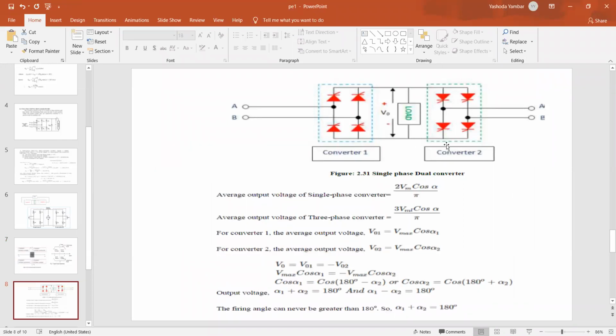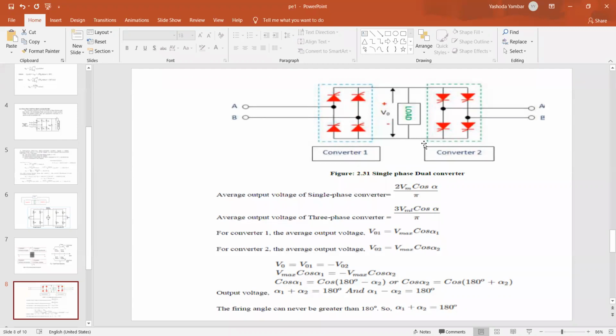As I mentioned, the dual converter operates in circulating mode and non-circulating mode. In non-circulating mode, if one converter is on, the other converter should be off. Therefore, the time taken by the dual converter operation is very high, so in practice we never use the non-circulating current mode dual converter. So which converter do we use? We use the circulating current mode dual converter.